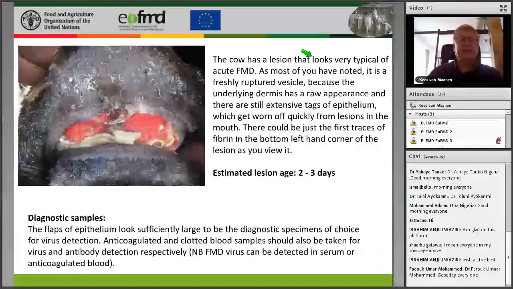So when you would look at the lesion that we just discussed, you will see that the diagnostic samples, the flaps of epithelium, they look sufficiently large to be the diagnostic specimen of choice for virus detection. You can also take anticoagulated and clotted blood samples, but I would say clotted blood samples is good enough for virus and antibody detection. But in this animal, you will not find antibodies yet. You may find virus in the blood.